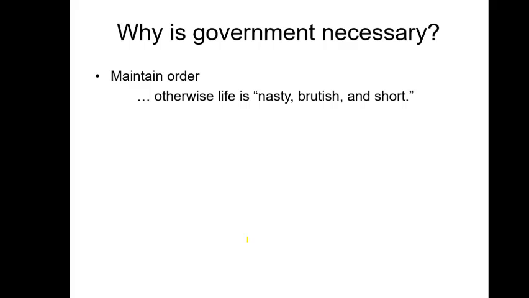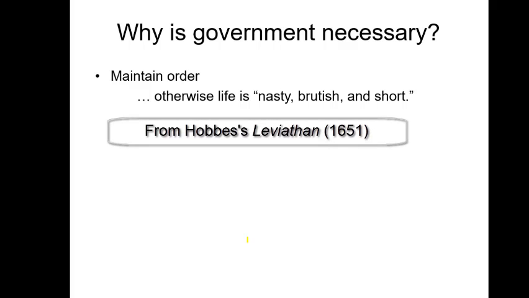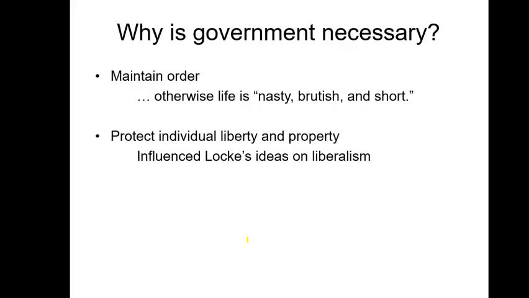The philosopher Thomas Hobbes said that unless we sacrifice some of our freedom to the state that's going to protect us, then life could be nasty, brutish, and short. So maintaining order, obviously one of the primary reasons.